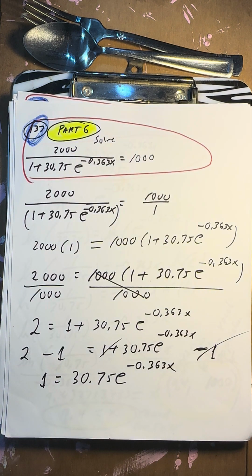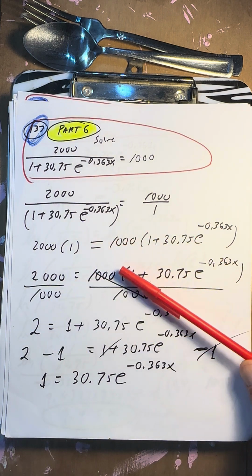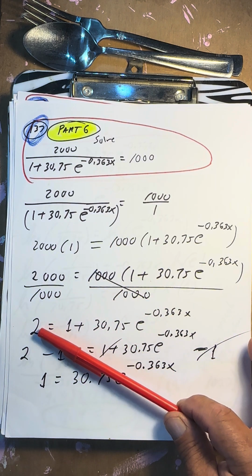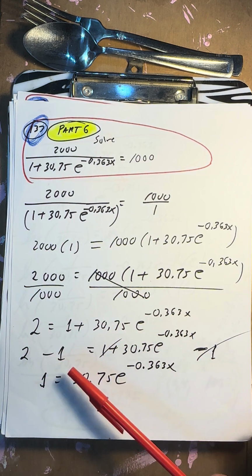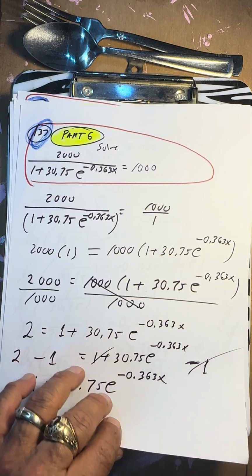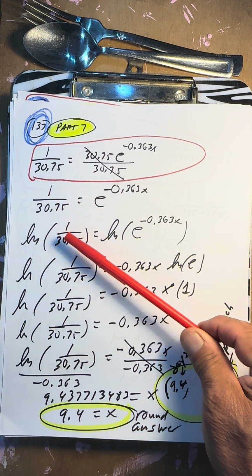Oh, when is it going to be 1,000? Okay, it's fine. It's 1,000, cross multiply again, just like we did before. This would be 2,000 equals this. Divide by 1,000 on both sides. It's going to be 2. It's easy. Minus 1 is going to be 1 equals this. Divide by 30.75, and we're going to have this number. ln of this equals this.